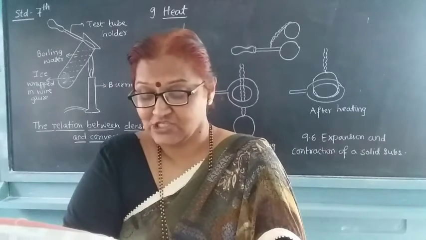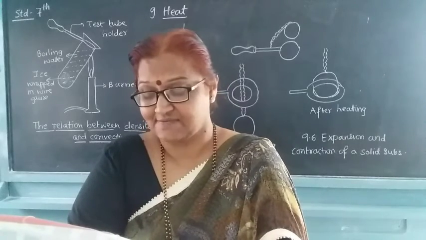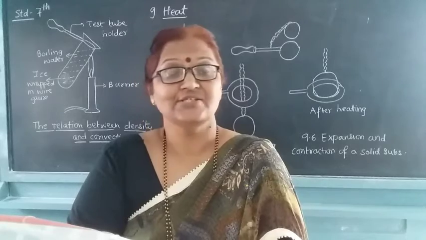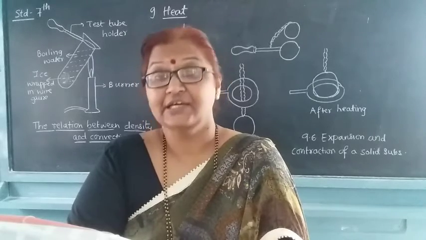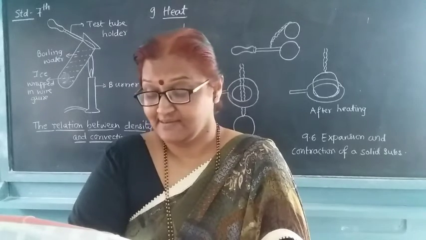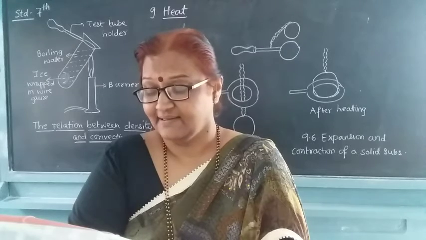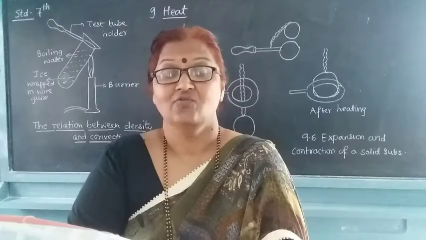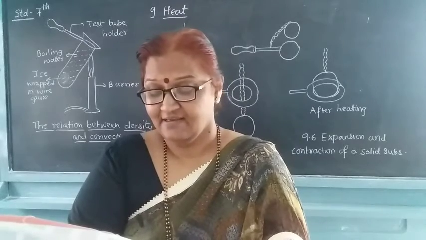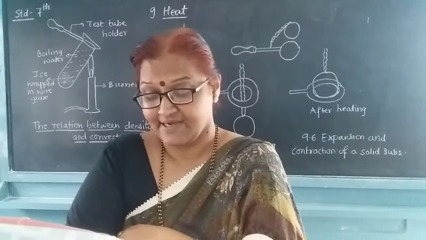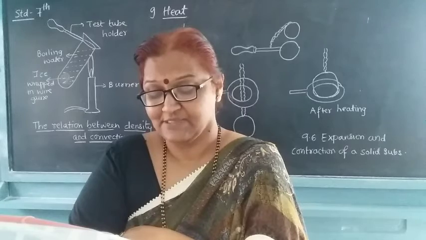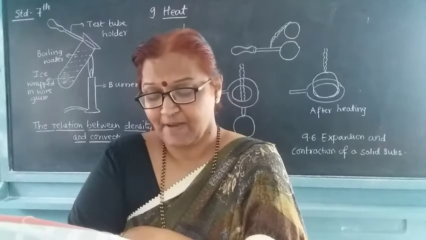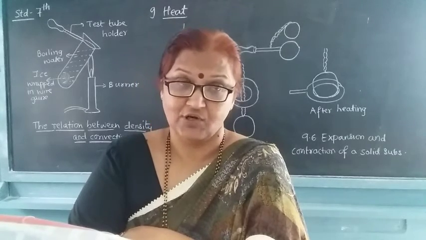Then see, expansion and contraction of a solid substance due to heat. Here you have to take one apparatus: a metal ring, a metal ball and a burner. What is the activity? See there. Take a metal ring and a metal ball of the same size, so that the ball just passes through the ring.